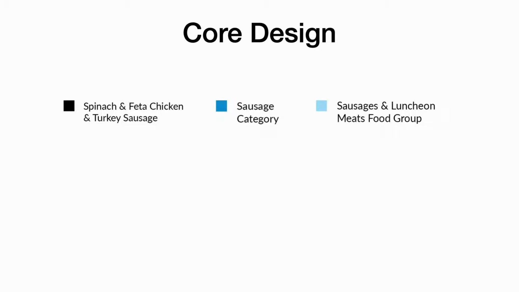I will explain our modified design with an example. Consider we are looking at the product spinach and feta chicken and turkey sausage. According to the FDA's database, it falls under the sausage category, which in turn is in the sausage and luncheon meat food group. We represent each nutrient with a single modified bullet chart, such as this.